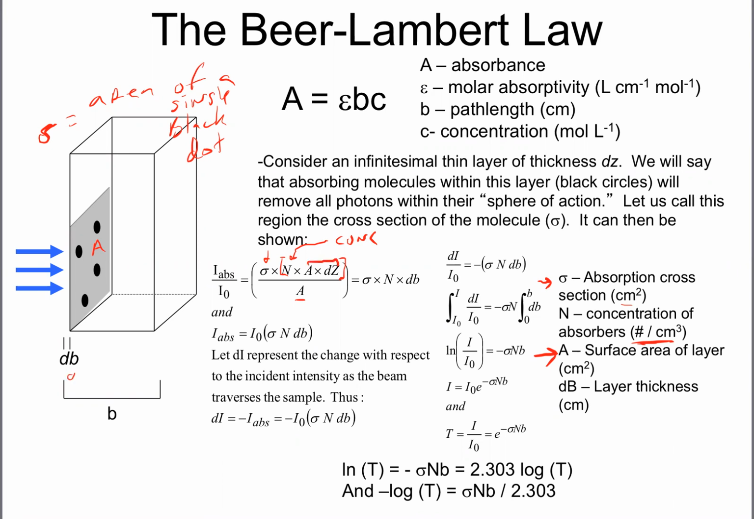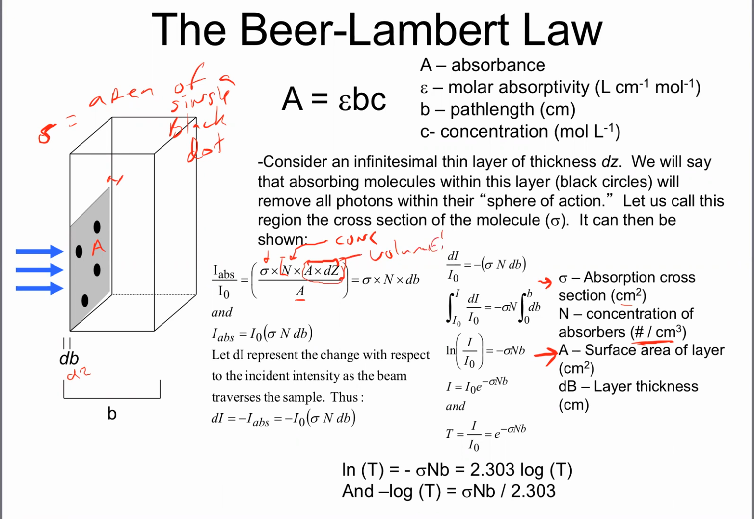Now, dz is that layer thickness. It's the same as dB, just a different letter, but layer thickness. I'm going to multiply that layer thickness times A, the gray area. Now, think about what I get when I multiply those two together. I get a volume.